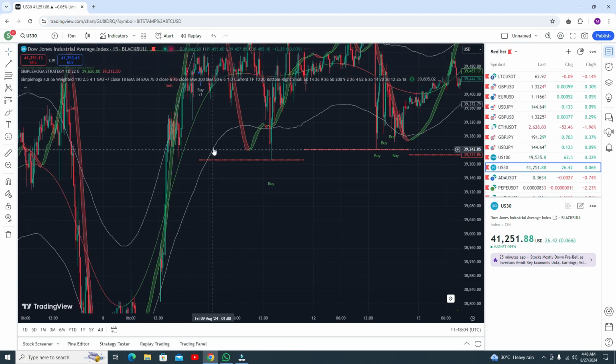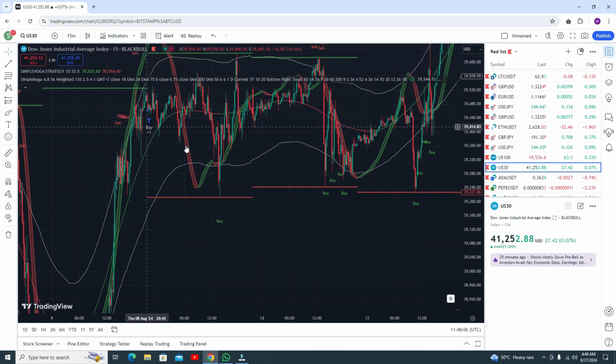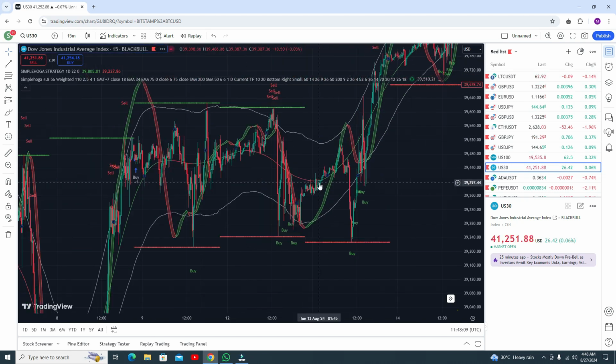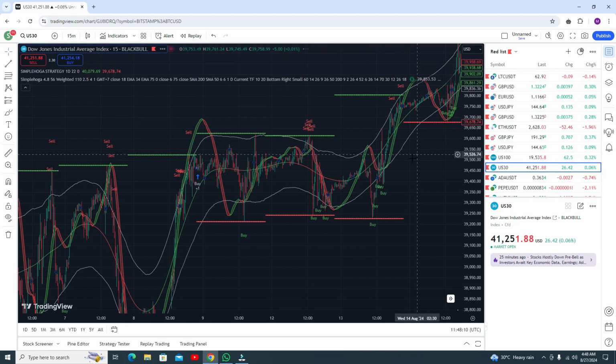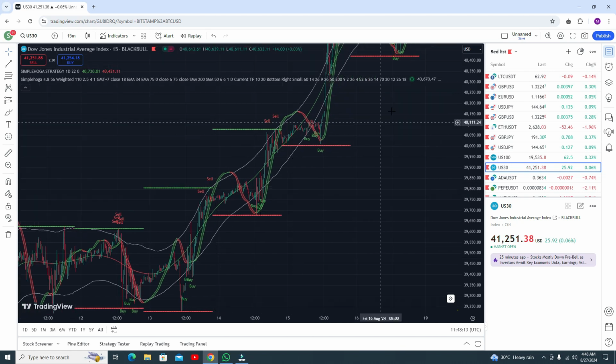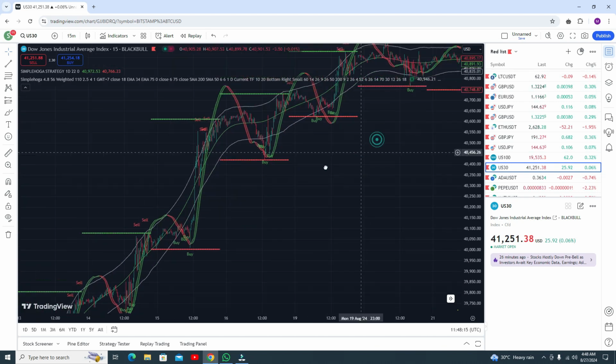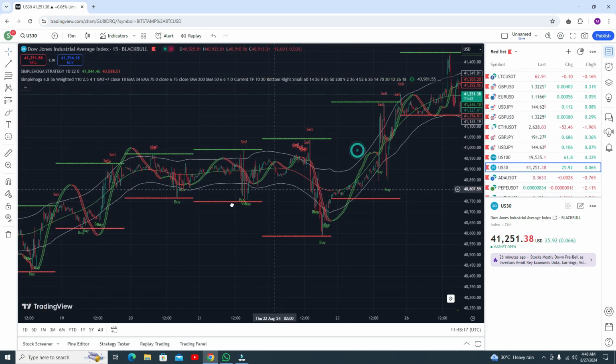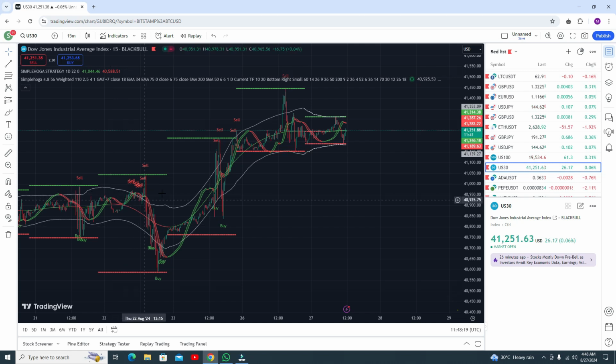Okay, it shows a sell signal, buy signal, and after that the market goes upside. You can see the market is going upside, and you get amazing results. That is actually amazing. Okay, and you are getting consistent profit all the time.